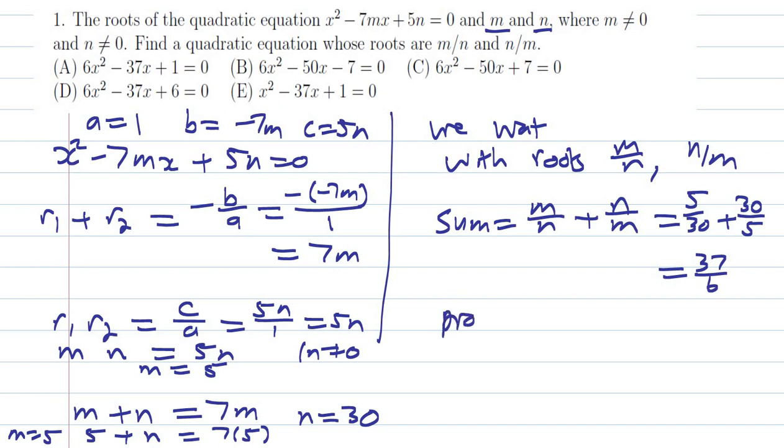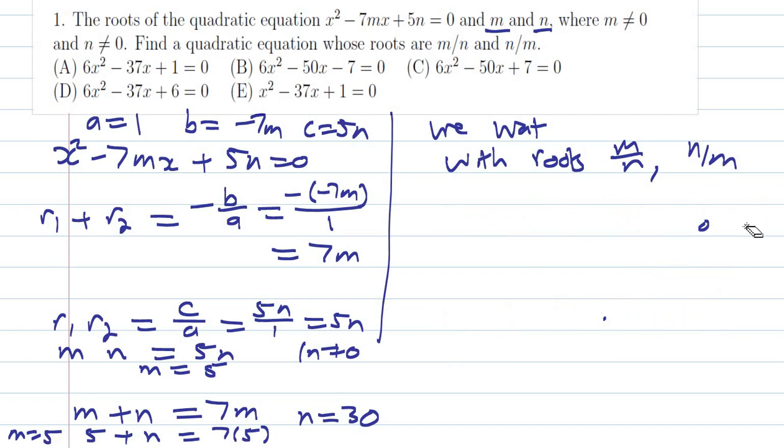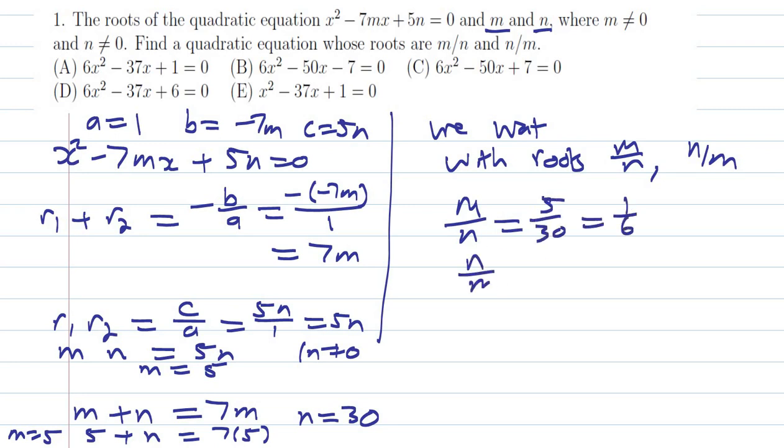And we know that the product will be m over n times n over m, which is equal to 1. So we see that what we can have is the following. You guys can see the answer already popping up, but we can also see that m over n is equal to 5 over 30, which is 1 over 6, and n over m, n is 30, m is 5, which is 6.